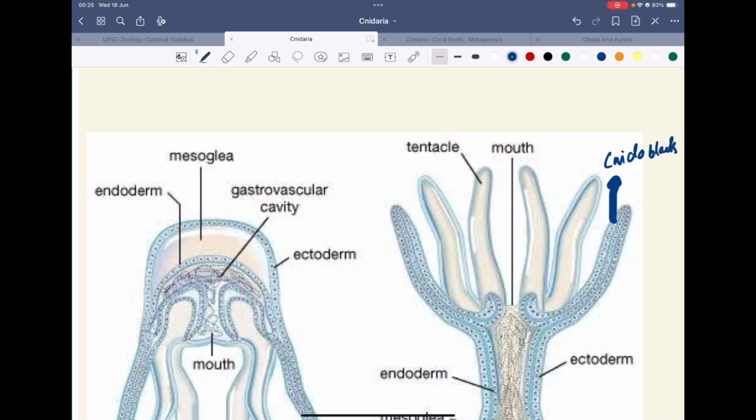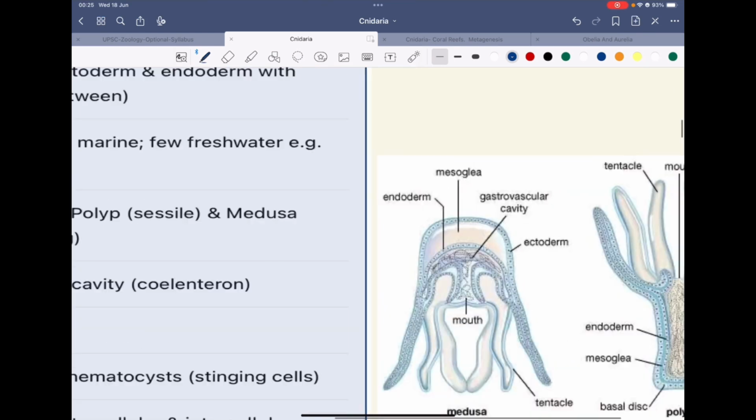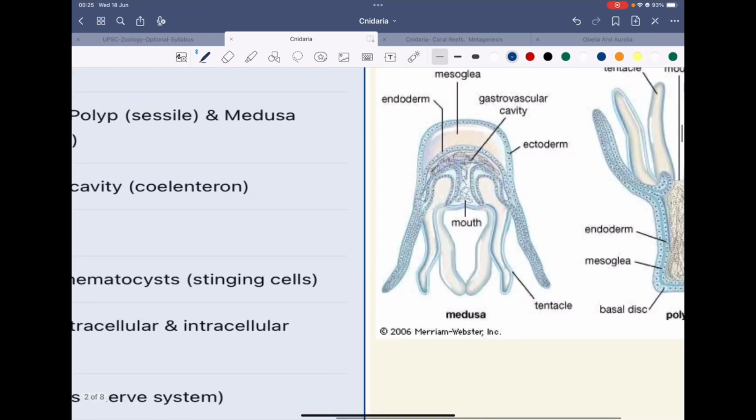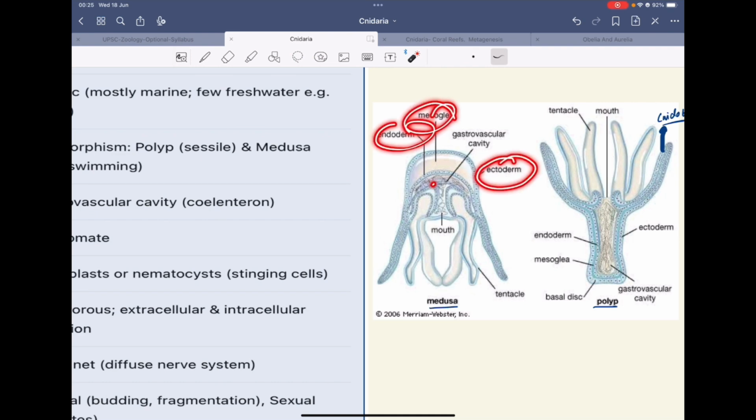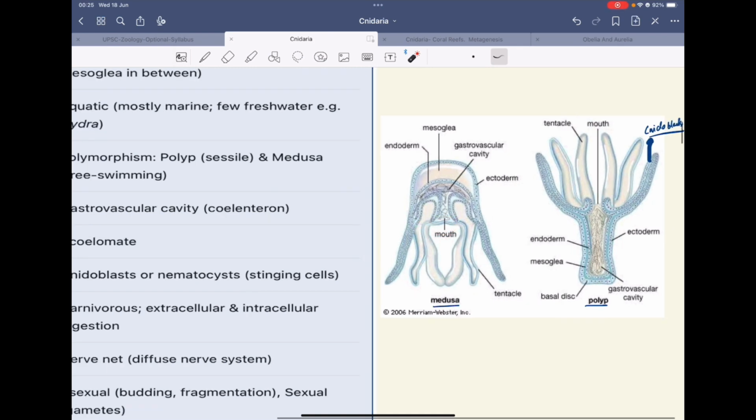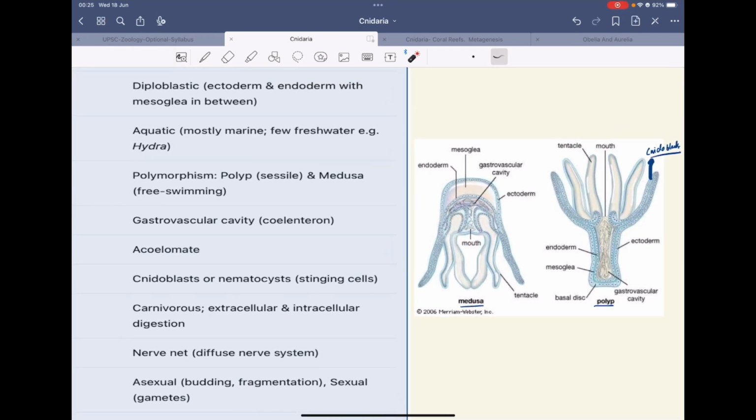Cnidoblasts, the defensive structures. So the cnidarians exist in two forms. One is the polyp form and another one is the medusa form. Medusa is umbrella shaped. You can see here, this is umbrella shaped, and it has similar layers: ectoderm, endoderm, there is mesoglea, and there is a gastrovascular cavity, and there is a ventral mouth with tentacles attached to it, and gonads are present as well. So this is a general structure.